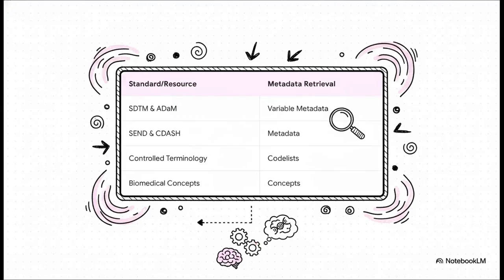And the scope here is really impressive. You can see it covers a lot. Shiranui can retrieve variable metadata for SDTM and ADaM. It can pull metadata for SEND and CDASH. It can grab specific code lists from controlled terminology and even look up biomedical concepts. It basically becomes your comprehensive research assistant.